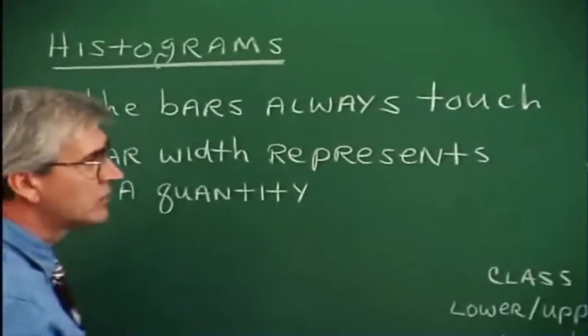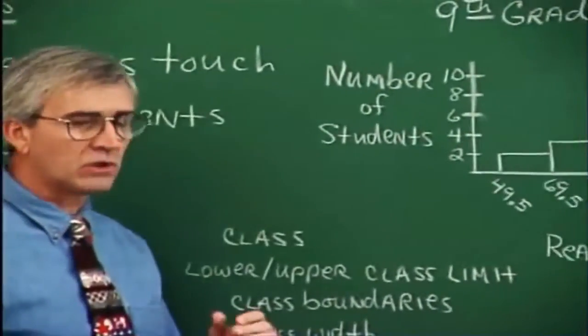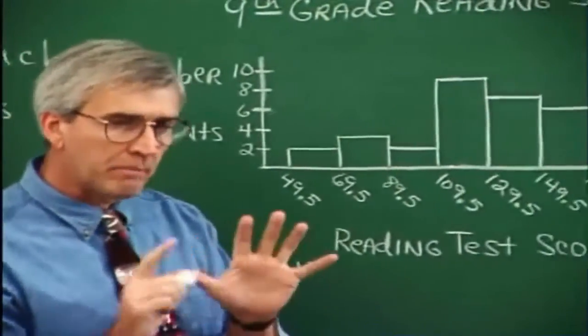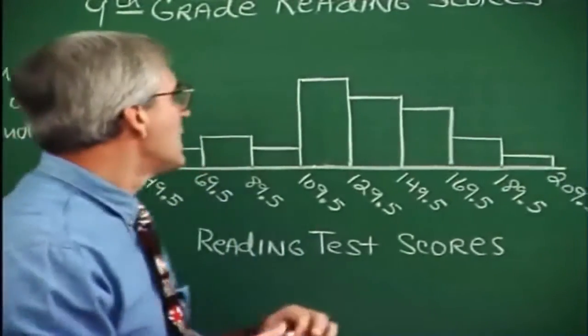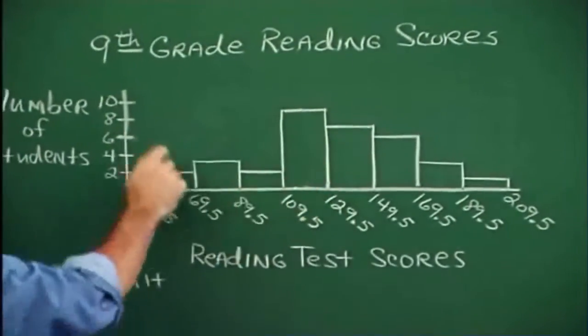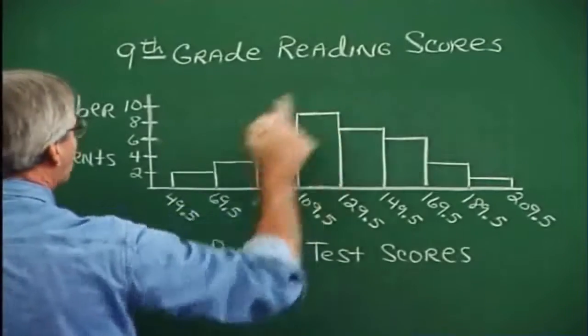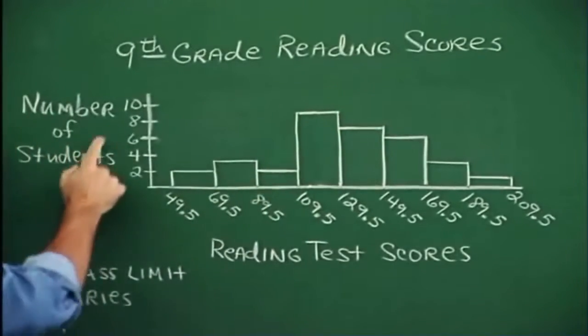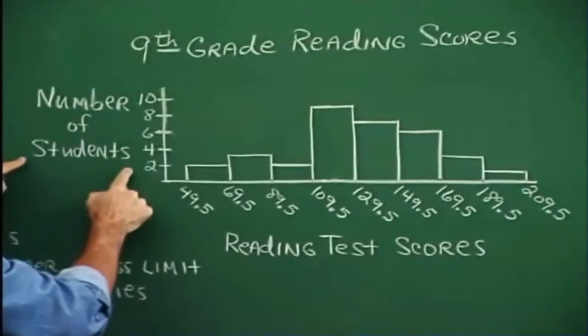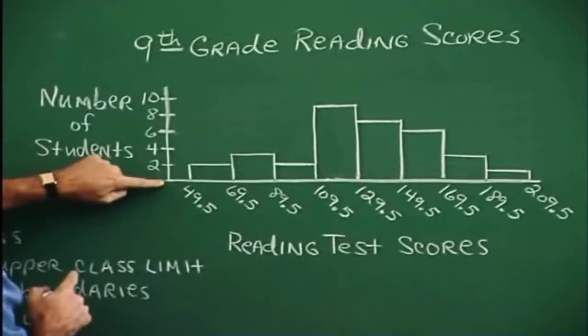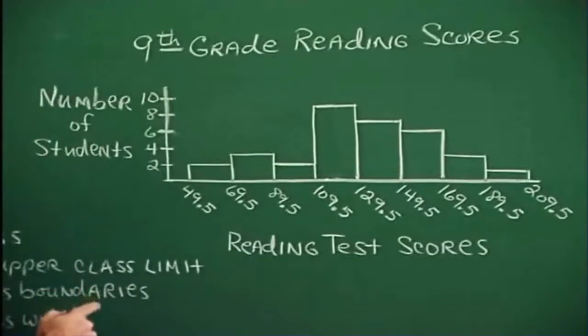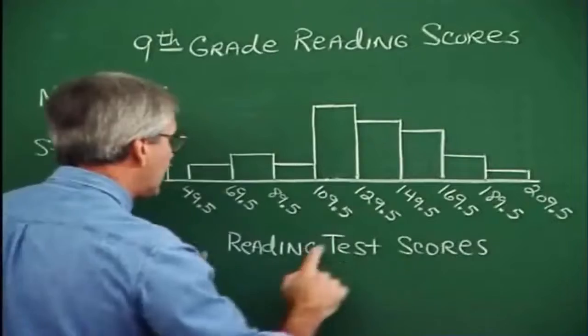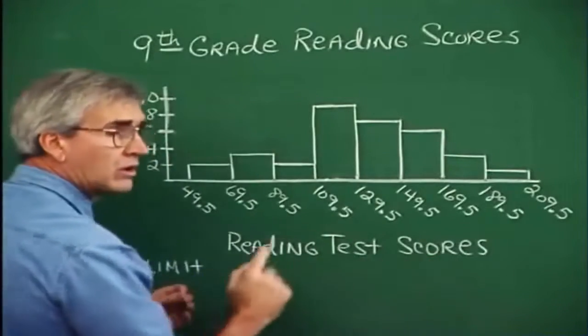Let me show you an example of a histogram, and then we'll talk about how to build the histogram in just a minute. This is a histogram having to do with 9th grade reading scores. And on this axis, I have number of students, and notice it runs from 0 to 10. And along this axis, I have the reading test scores.